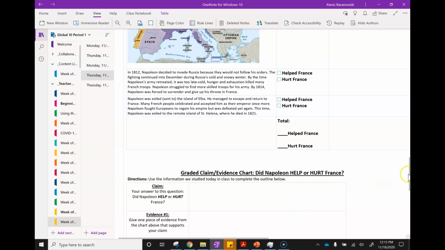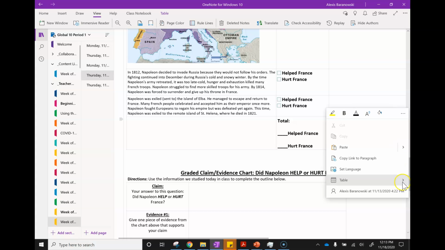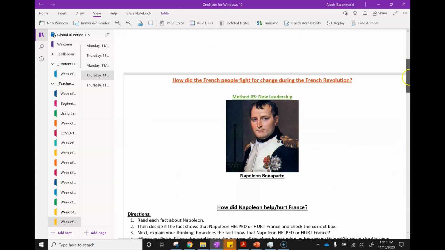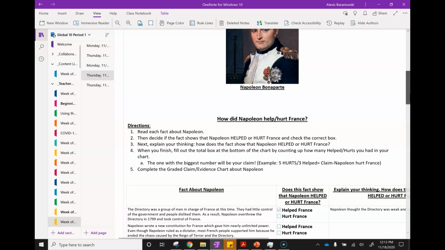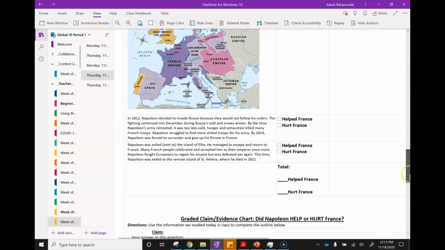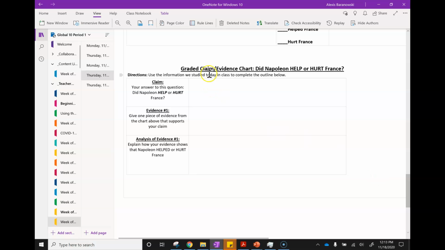All right, so that last step in the directions, if you go back up on your page there, says 5, complete the graded claim and evidence chart about Napoleon. All right, so you'll see down there, let me just go over the directions for this. So graded claim and evidence chart, did Napoleon help or hurt France? Directions, use the information we studied in class today to complete the outline below. So for claim, it's your answer to this question. Did Napoleon help or hurt France? So you want to pick a side, and in that box you'll say Napoleon helped France or Napoleon hurt France.